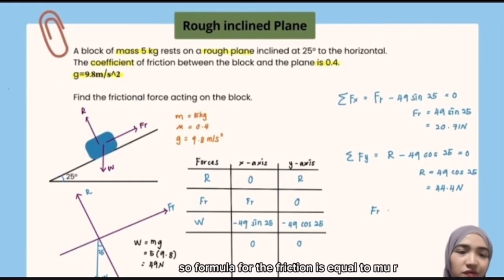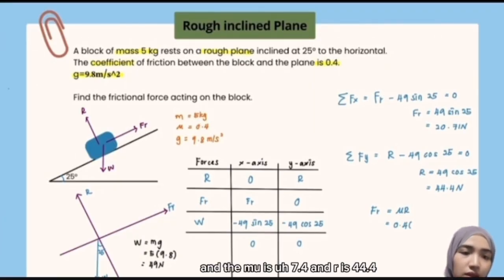So the formula for the frictional force is equal to mu R, and the mu is 0.4 and R is 44.4, and we will get 17.76 Newton.